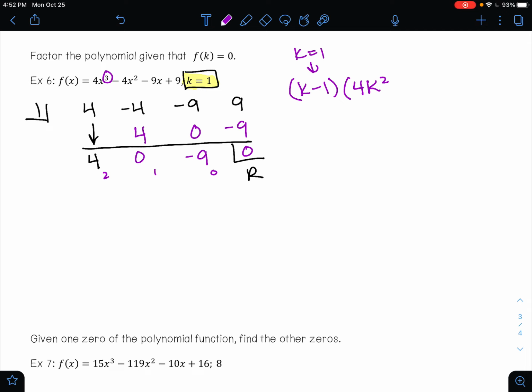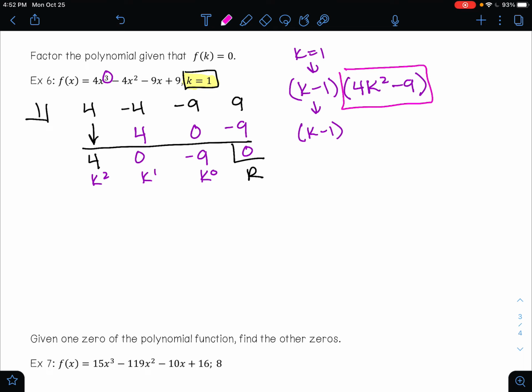So k squared, k to the first, and k to the 0th power. So it'll be 4k squared plus 0k, so I don't have to write it, and then minus 9. You always want to make sure that you have factored completely. K minus 1 is linear because my highest exponent is 1. But can I factor this one anymore?